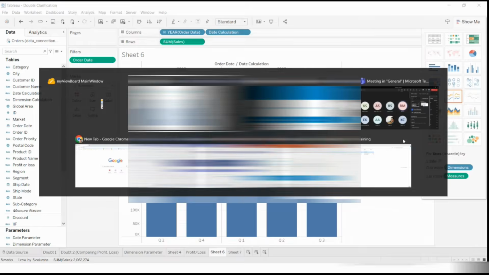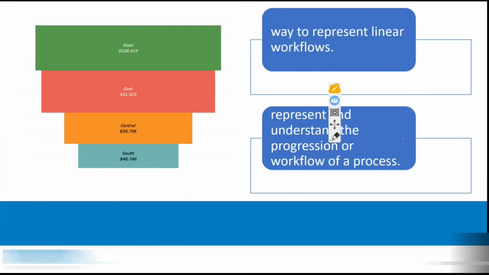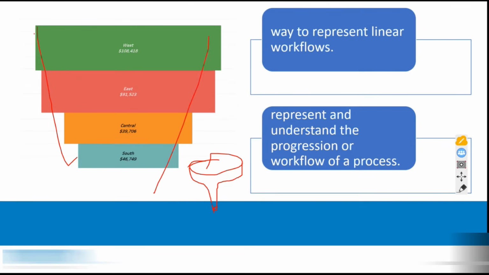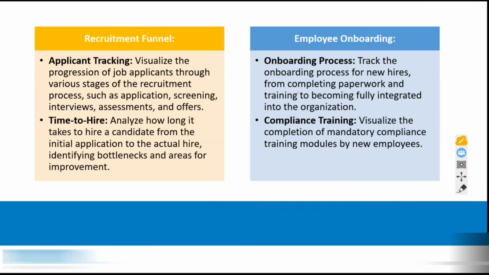So let us first understand why you need a funnel chart. What is the purpose of this? A funnel chart will look like this, like how a normal funnel looks. This is a filter icon in Tableau, but this is how a funnel looks, with some shapes like this. It is a way to represent a linear workflow, to show how the workflows are progressing, and to understand the progression of a process.